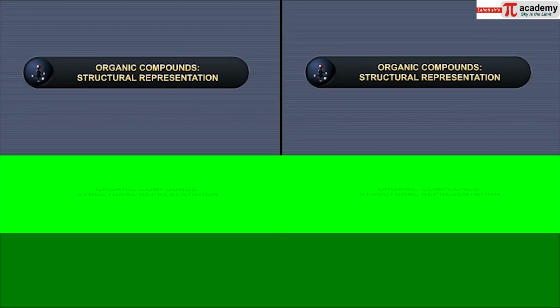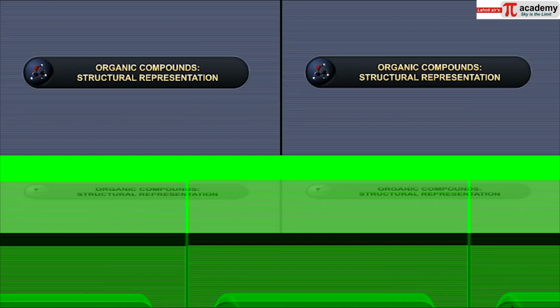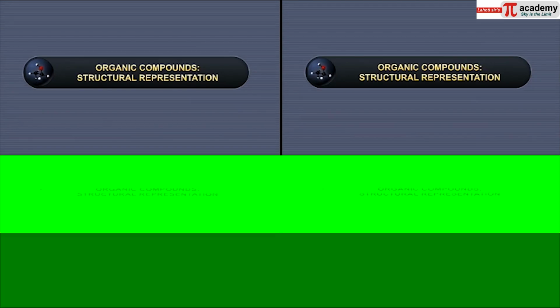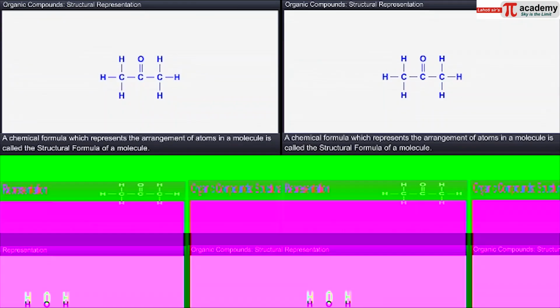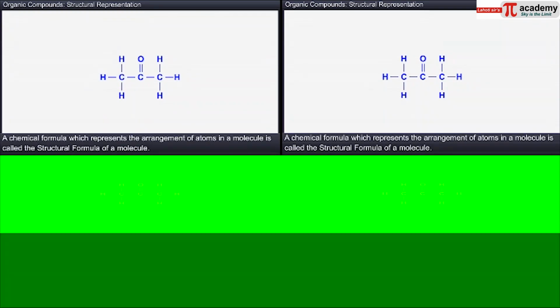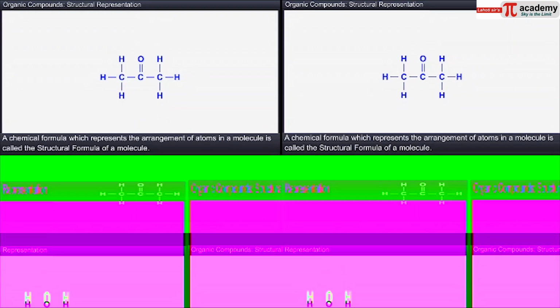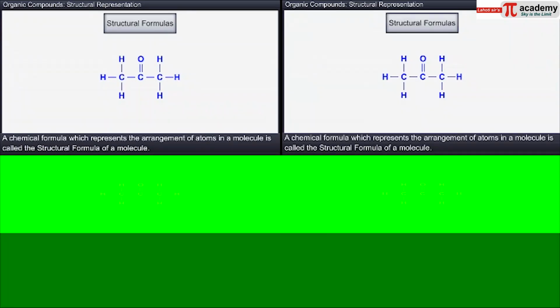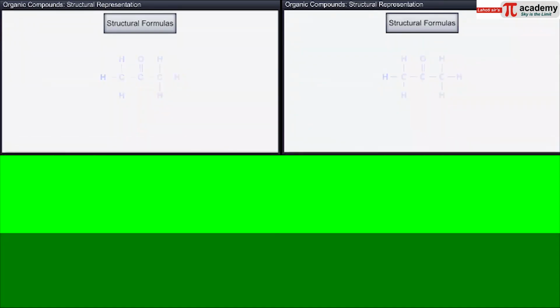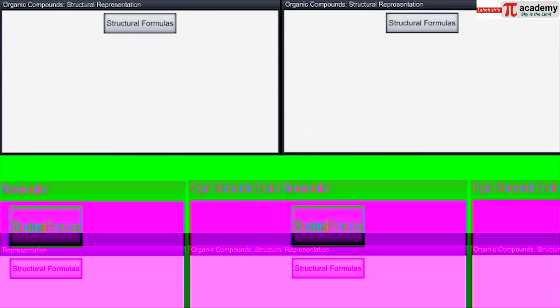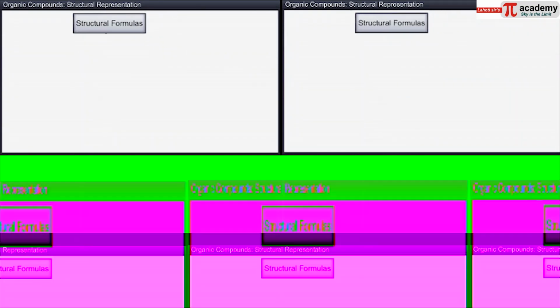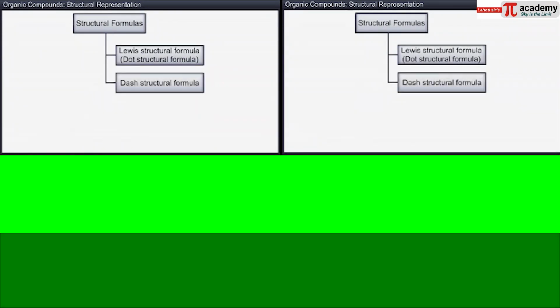In this module, you will learn about the structural representations of organic compounds. A chemical formula which represents the arrangement of atoms in a molecule is called the structural formula of a molecule. The various structures of organic compounds can be represented in 4 different ways.